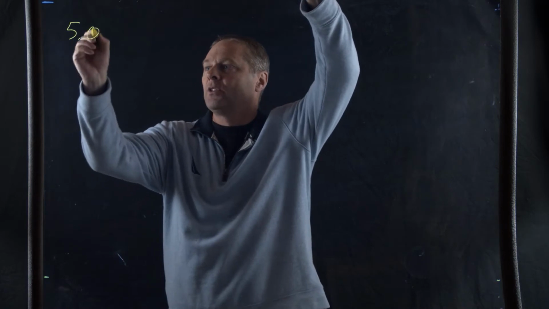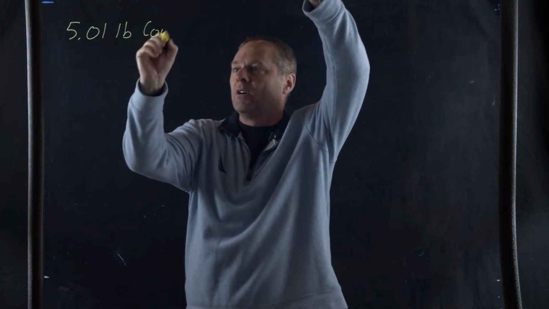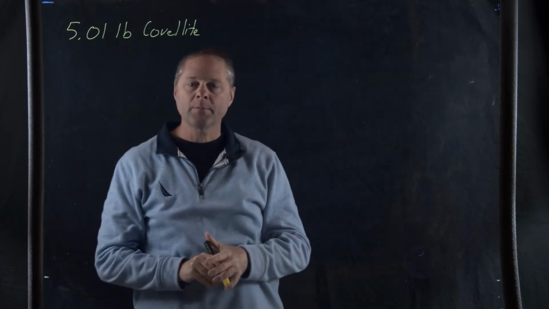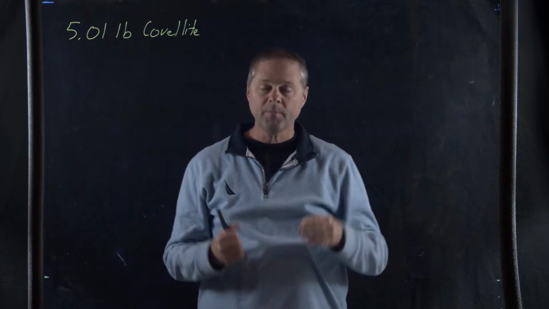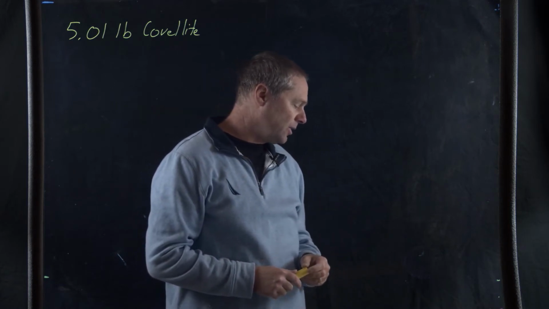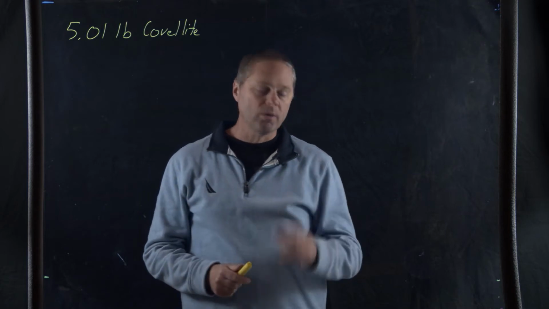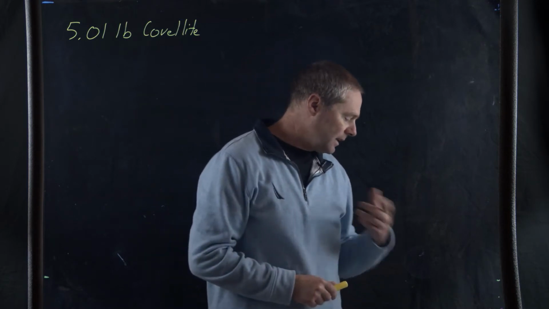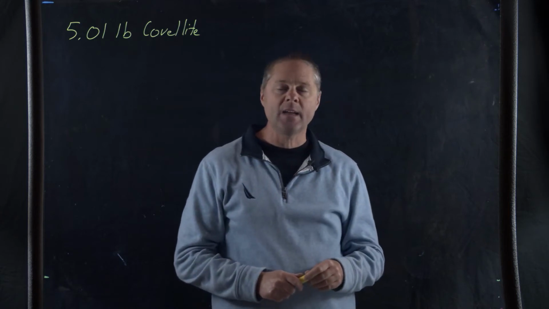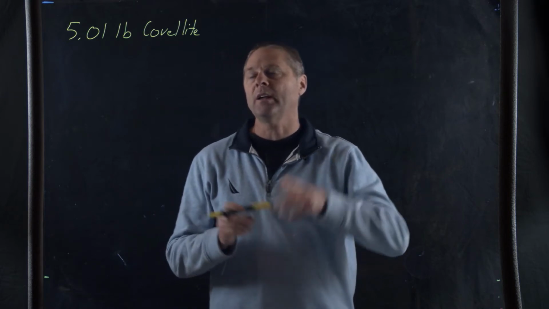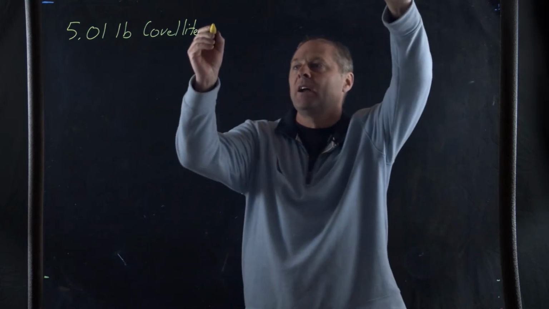of covellite? So we have the 5.01 pounds of covellite. Now, covellite happens to be a mineral that contains copper. And so that can be produced from 5.01 pounds of covellite. It's an ore of copper that is 66% copper by mass. Now, the density of copper is going to be 8.95 grams per cubic centimeter. Now, this is going to be our covellite, and we know that 66% of this is going to be copper.